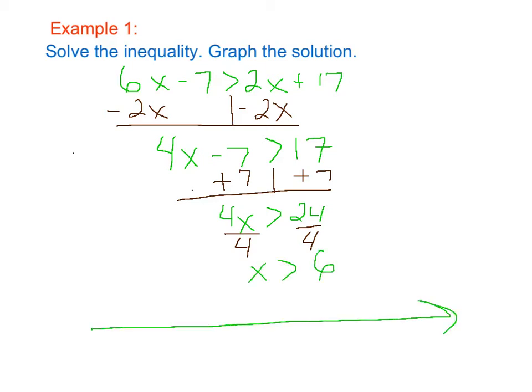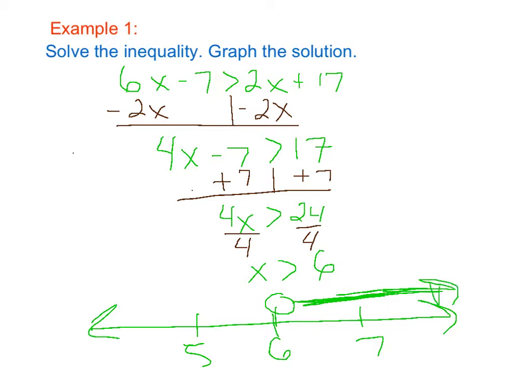So graphing it on a number line, 6, 7, and we're going to have an open dot and shade everything to the right.